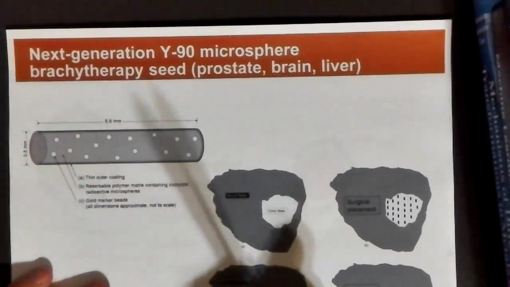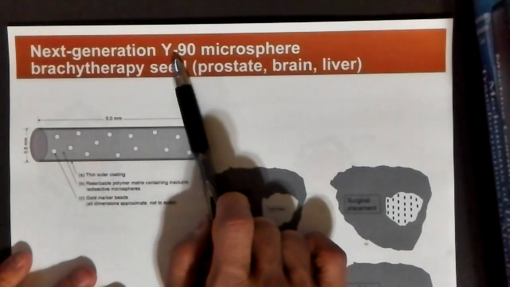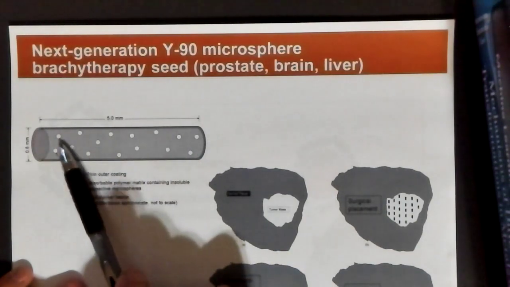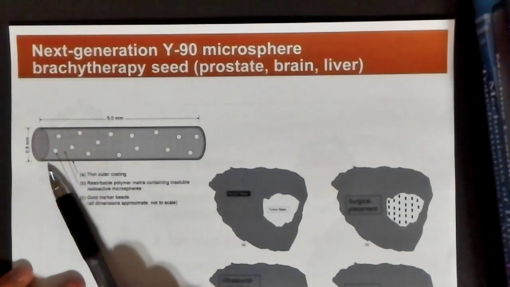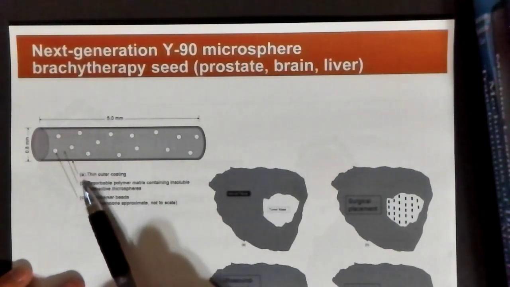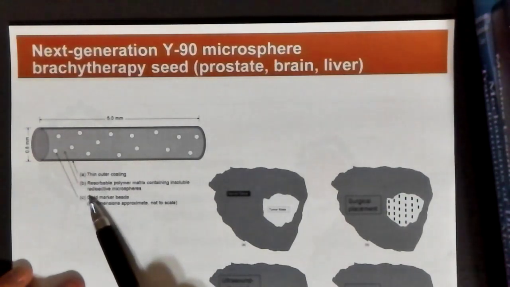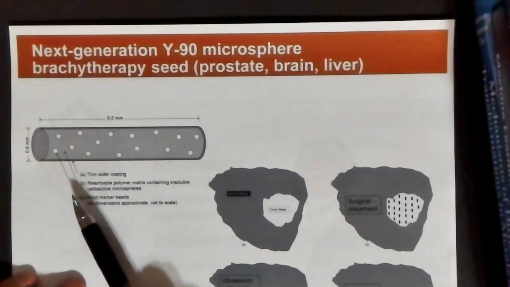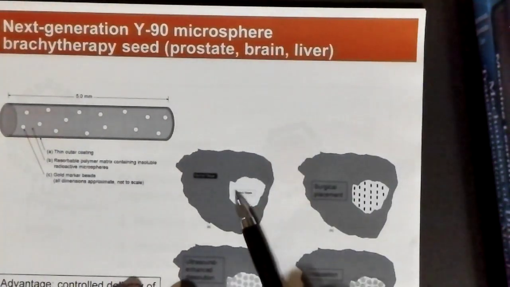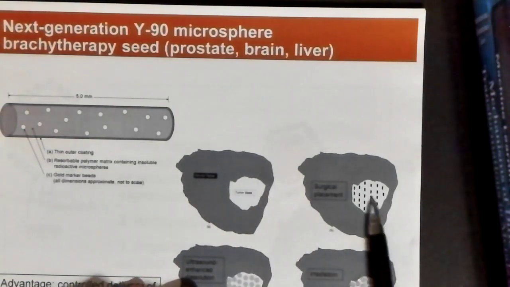And here are some pictures of what you can do with yttrium 90 microspheres. You have a little capsule with a thin outer coating, and then a reabsorbable polymer matrix containing insoluble radioactive microspheres. That's all this stuff here. And then you also have some gold bead markers to be able to locate these things easily. Then you have some normal tissue, some tumor mass, and you surgically implant them into the tumor tissue.